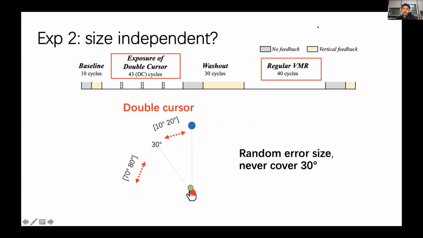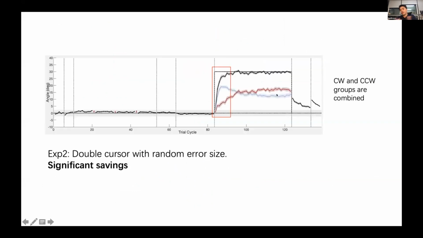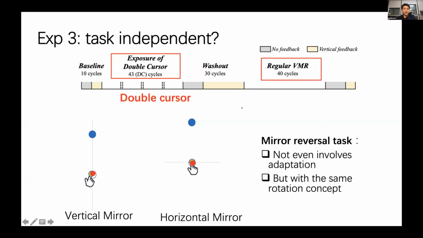So my second prediction is that the effect should be size invariant. So I give some jitter to the double cursor. In fact, the double cursor moves in random directions, and it never covers 30 degrees, which is the angle that shows the saving effect. And we found the same saving effect, which means the size doesn't matter here.